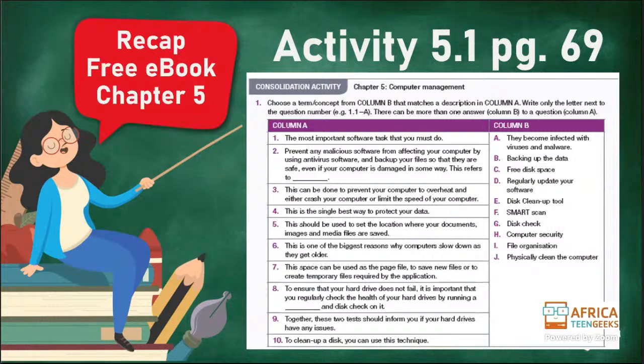To ensure that your hard drive does not fail, it is important that you regularly check the health of your hard drives by running a dash and disk check on it. What do you run on the hard drive? That's number 8. I think I mentioned there were 2 utilities. Yes, that's Smart Scan. That's perfect. And then number 9, together, these 2 tests should inform you if your hard drives have an issue, right? That's number 9. What is it? The one that you use to check if there are issues on your hard drive. What do you use?